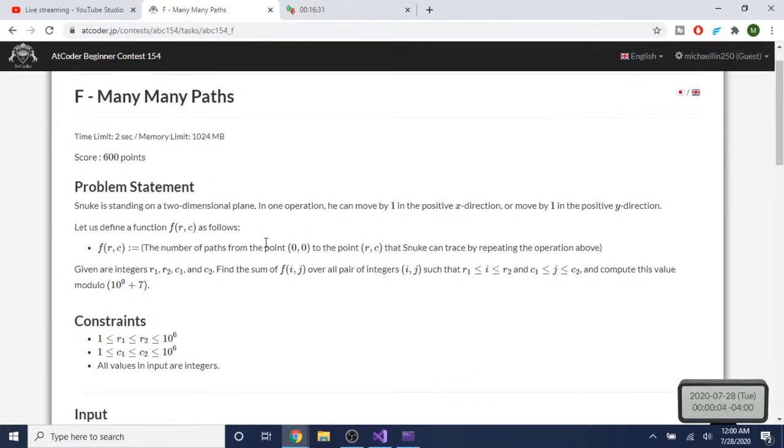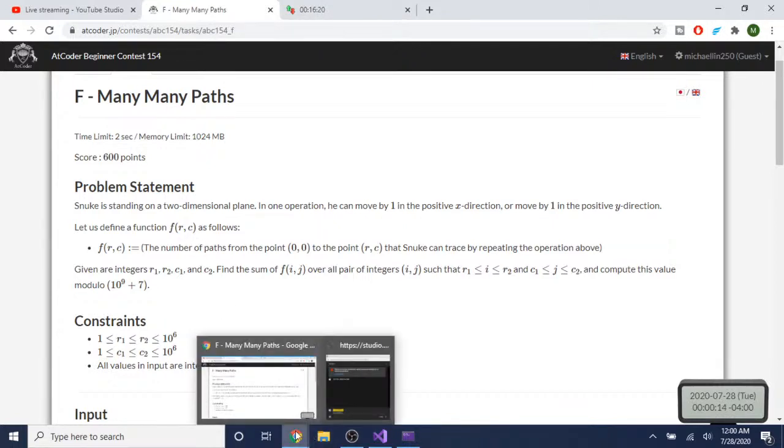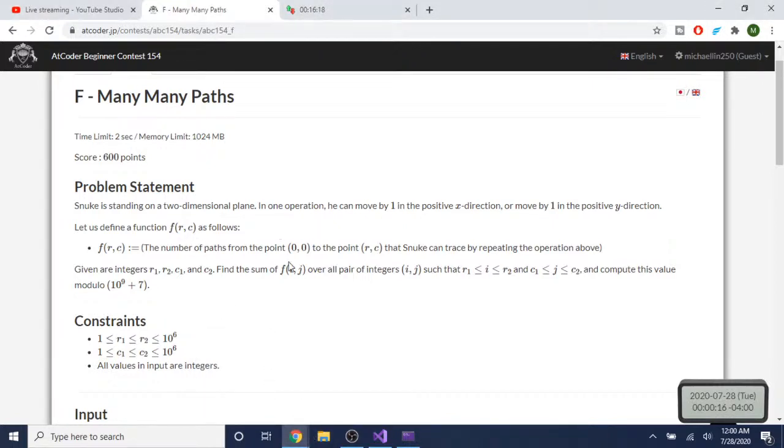Let's see. I'm not good at combinatorics, so I'm trying to figure that out. But if you guys have any hints, message it in the chat, and I'll try it.